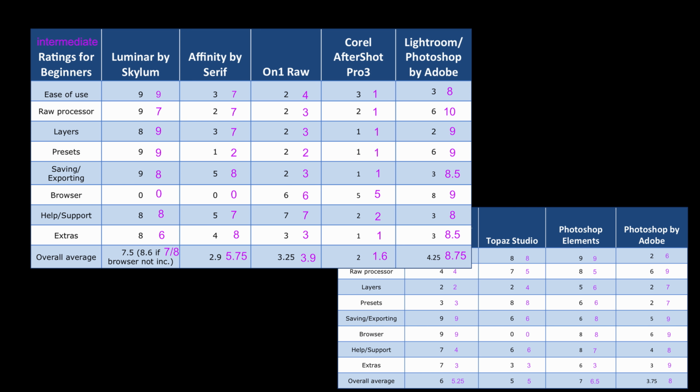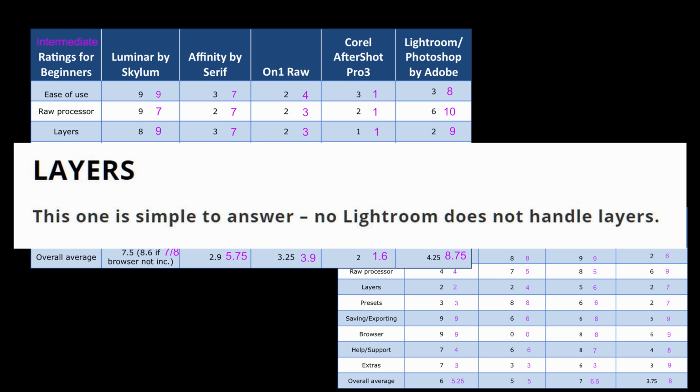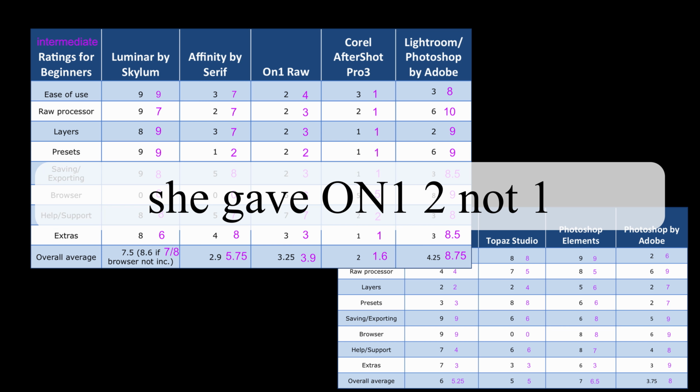How would you ever find that without videos? Maybe a bit more advanced than Luminar, as in you got much more filters to choose from, but still much simpler than Photoshop. And with layers on Lightroom, this one is simple to answer. No, Lightroom does not handle layers, but it still gets 2 and On1 gets 1.